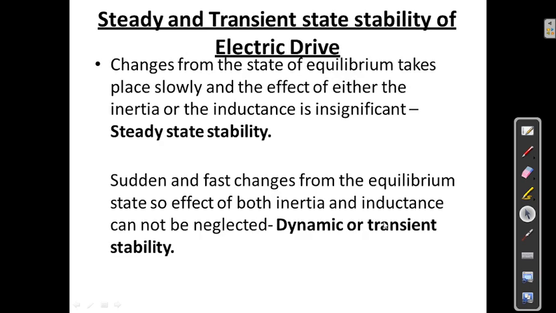Then if the changes from the state of equilibrium take place slowly, and the effect of either the inertia or the inductance is insignificant, it is steady state stability. For sudden and fast changes from the equilibrium state, the effect of both inertia and inductance cannot be neglected, and this is dynamic or transient stability.